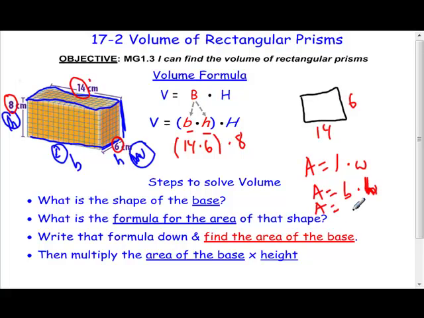So area equals 14 times 6. So we find that area. 14 times 6 is 84. That is the area of the base. And then you need to multiply that times the height. The height is 8. So then it is 84 times 8, which is 672. So the area, I'm sorry, not the area, the volume of this is 672, and if this is centimeters, it is centimeters cubed.